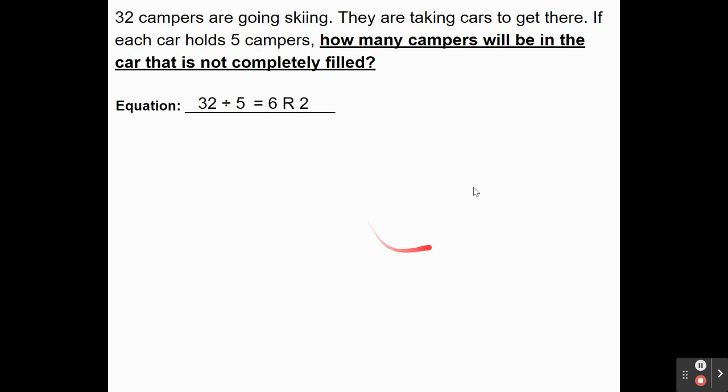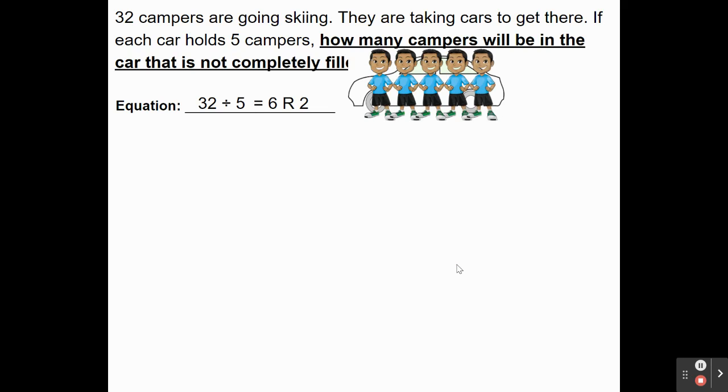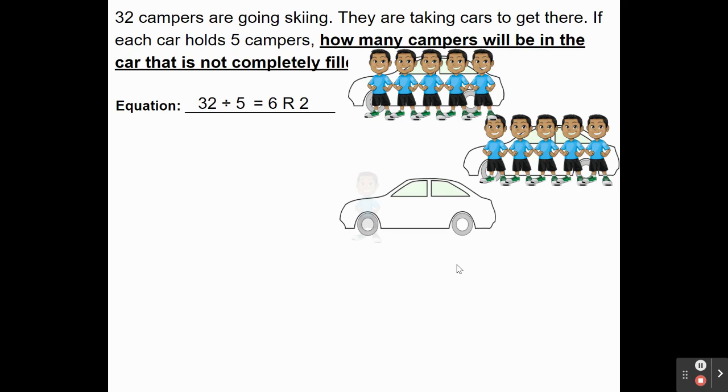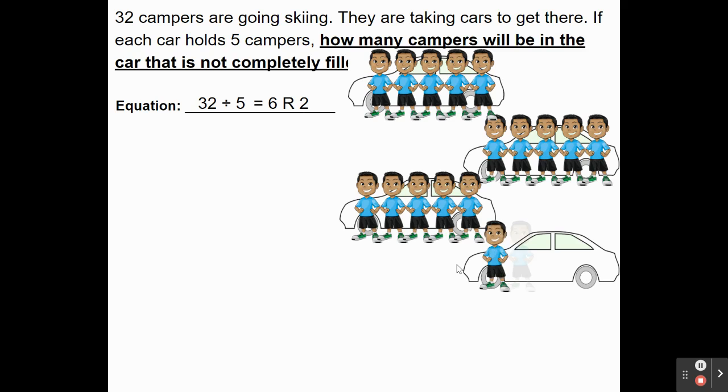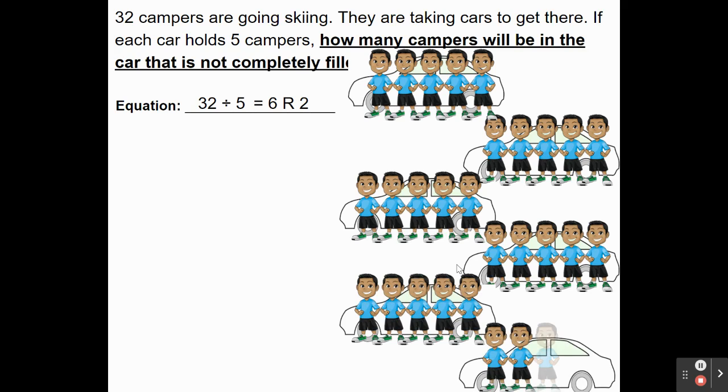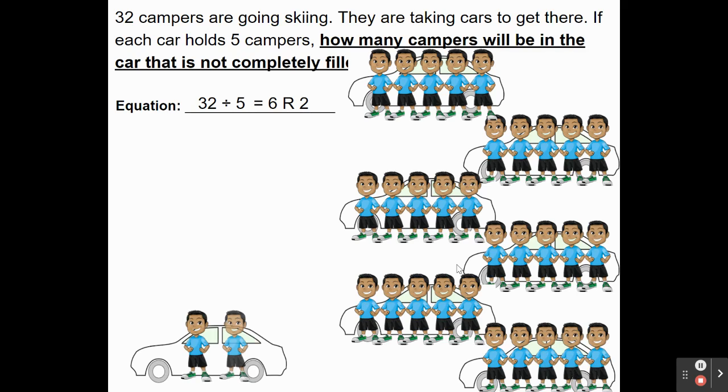We can show that here by creating a visual. So we'll have a car, and we're going to place 1, 2, 3, 4, 5 campers in each car. But we have more than 5 campers. We have 32 campers. So let's create another car. Now we have 6, 7, 8, 9, 10. Oh, we need another car. 11, 12, 13, 14, 15. Ooh, we need another car. 16, 17, 18, 19, 20. We need another car. 21, 22, 23, 24, 25. And another car. 26, 27, 28, 29, 30. Oh, we're so close. We need another car to fit the 31st and 32nd camper.